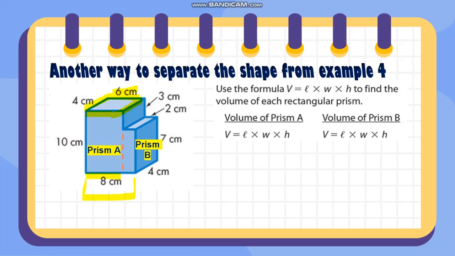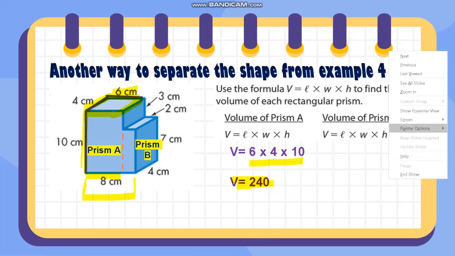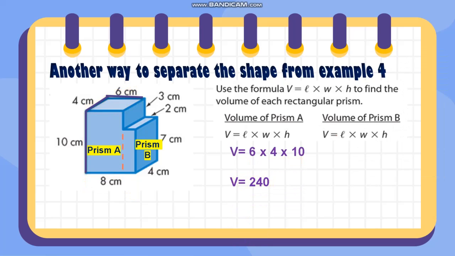Okay, so that is equivalent to 4. And your height is this one, which is equivalent to 10. So what are we going to do now? 6 multiplied by 4 multiplied by 10, and the volume of prism A is 240. Next, let's proceed to prism B.